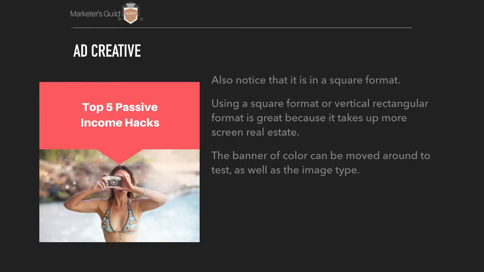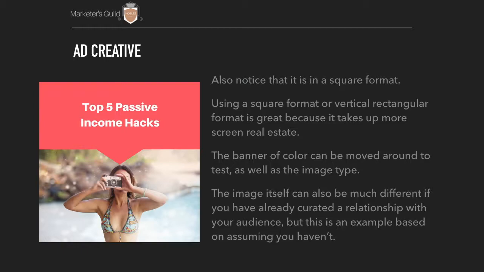And the banner of color can be moved around to test different areas as well. As well as the image type can also be changed and moved around and just tested to see where's the best place to put it. Now the image itself can also be much different if you have already curated a relationship with the audience. But this example is assuming that you haven't created any relationship with your audience.